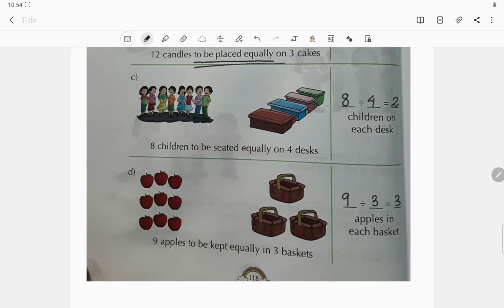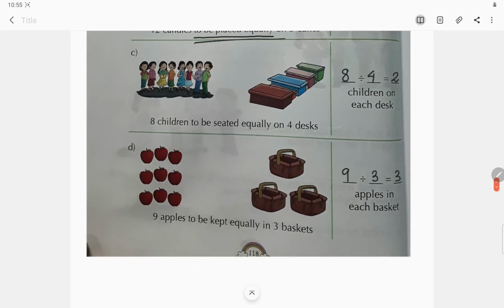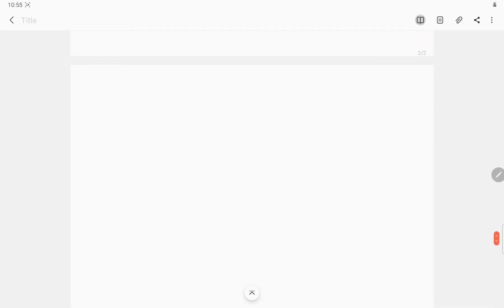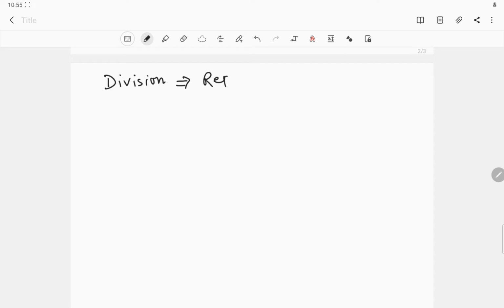Question number D: 9 apples are there, and 9 apples are to be kept equally in 3 baskets. So each basket will contain 3 apples. So these are the examples of division. You know that another name of division is repeated subtraction. Division means repeated subtraction, just as multiplication is called repeated addition.